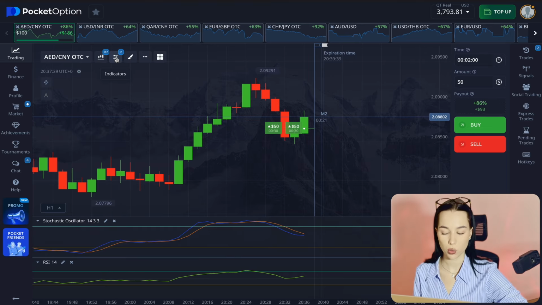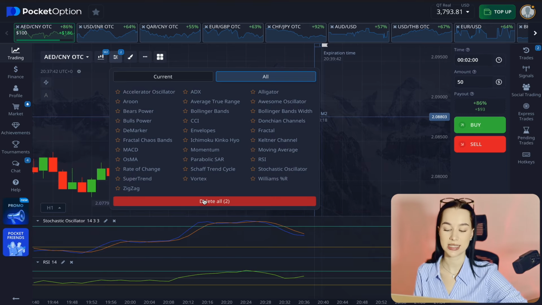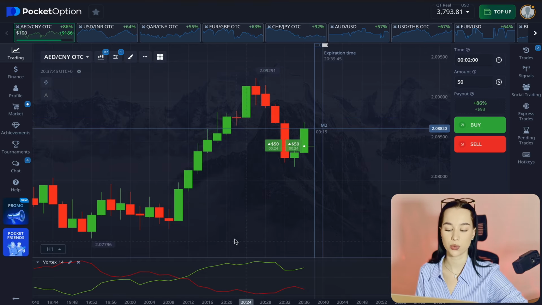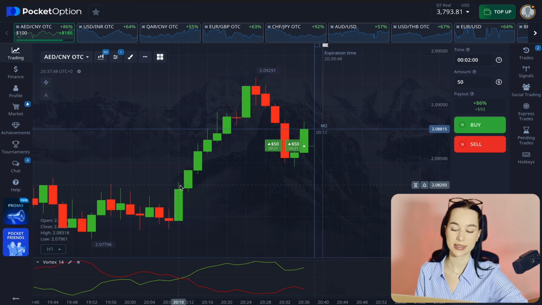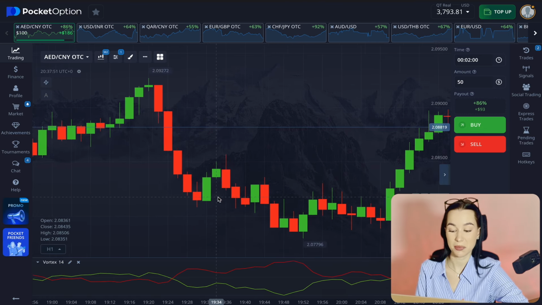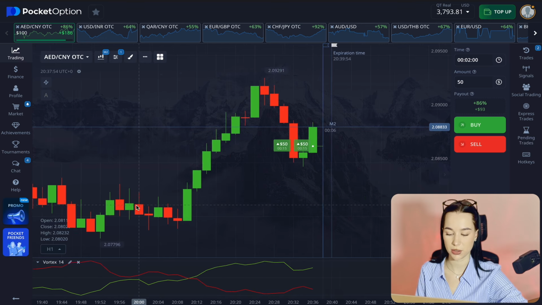Vortex indicator, I don't recommend it, it definitely doesn't make any sense. So what is the idea here? If the green line is above the red line, it's a buy signal. Sometimes it works, but at the same time you can understand it even without this indicator.